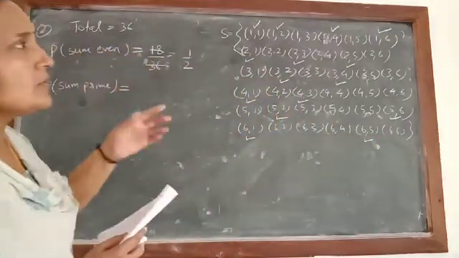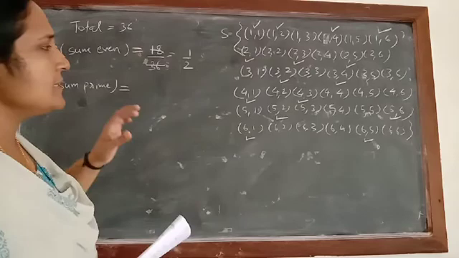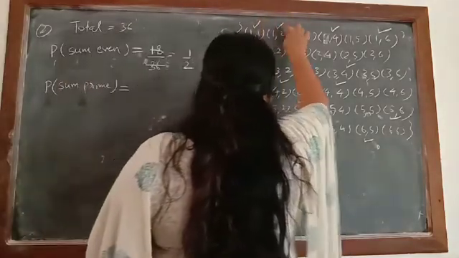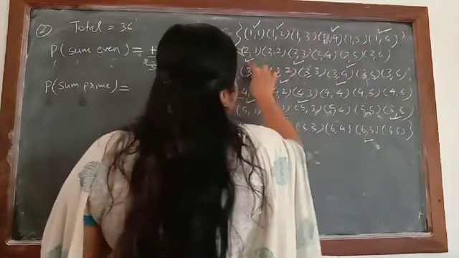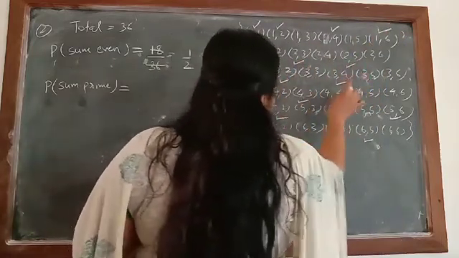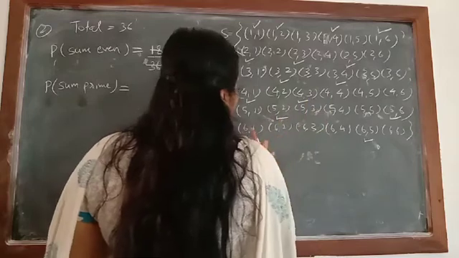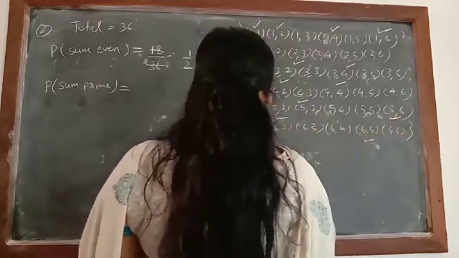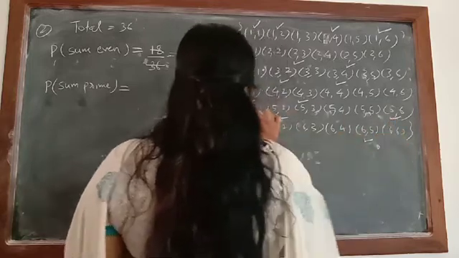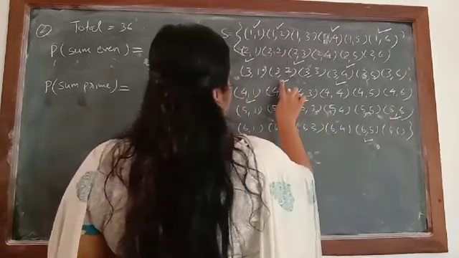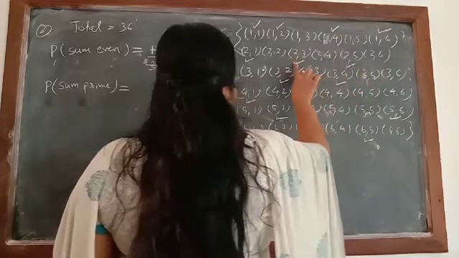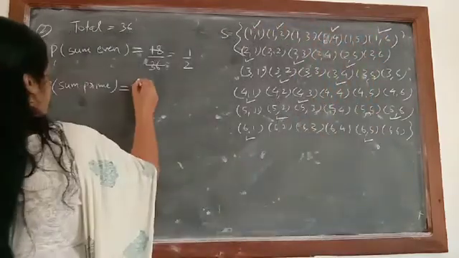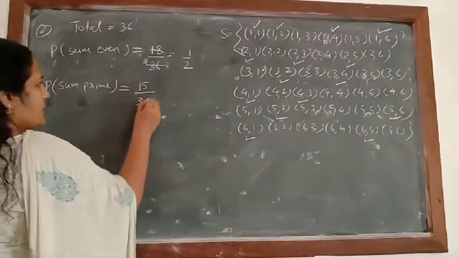So these are the total cases when we are getting the sum equal to a prime number. Just to count there: 1, 2, 3, 4, 5, 6, 7, 8, 9, 10, 11, then 1, 2, 3, 4 in this line, then here 5, 6, 7, 8, then 9, 10, 11, 12, 13, 14, 15. So the sum is equal to a prime number in 15 cases.